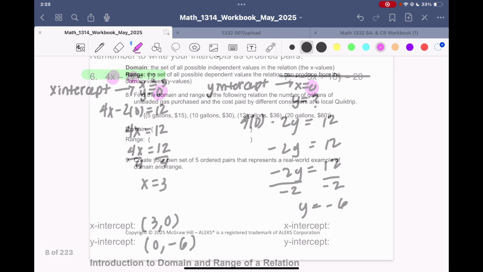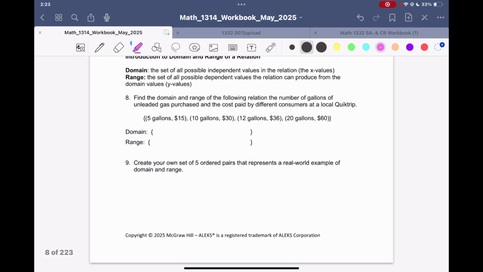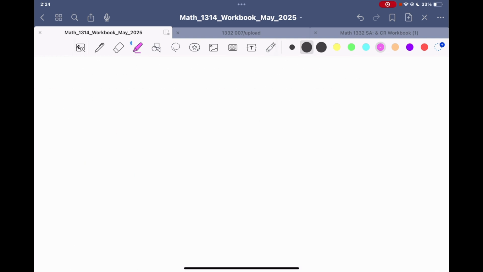This is talking about domain and range. Domain is all possible set of independent values in the relation, which are the x values. The range is all possible dependent values in the relation that can result from the domain values, the y values. Okay, so let's go over this some more. So you have x, and then you have y.